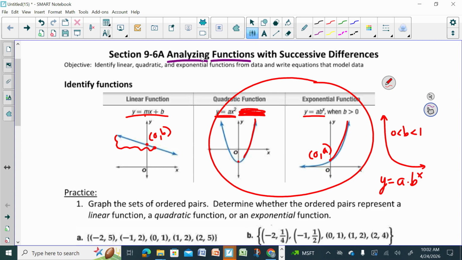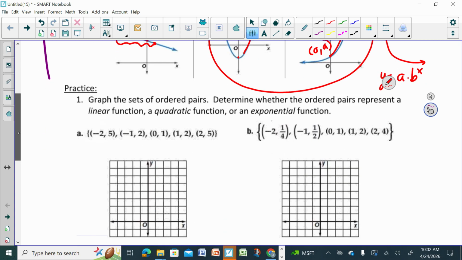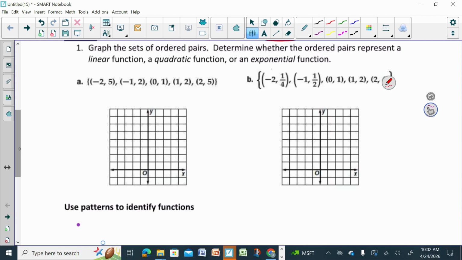So 3 steps. First one's pretty simple. Let's just go ahead and get started on that. For the first one, we're just going to take these ordered pairs and plot them. Remember, this is your x-axis and this is your y-axis. So you go over to -2 first, then up 5. Hopefully we're better at that just from the parabolas. -1, 2. 0, 1. 1, 2, and 2, 5.